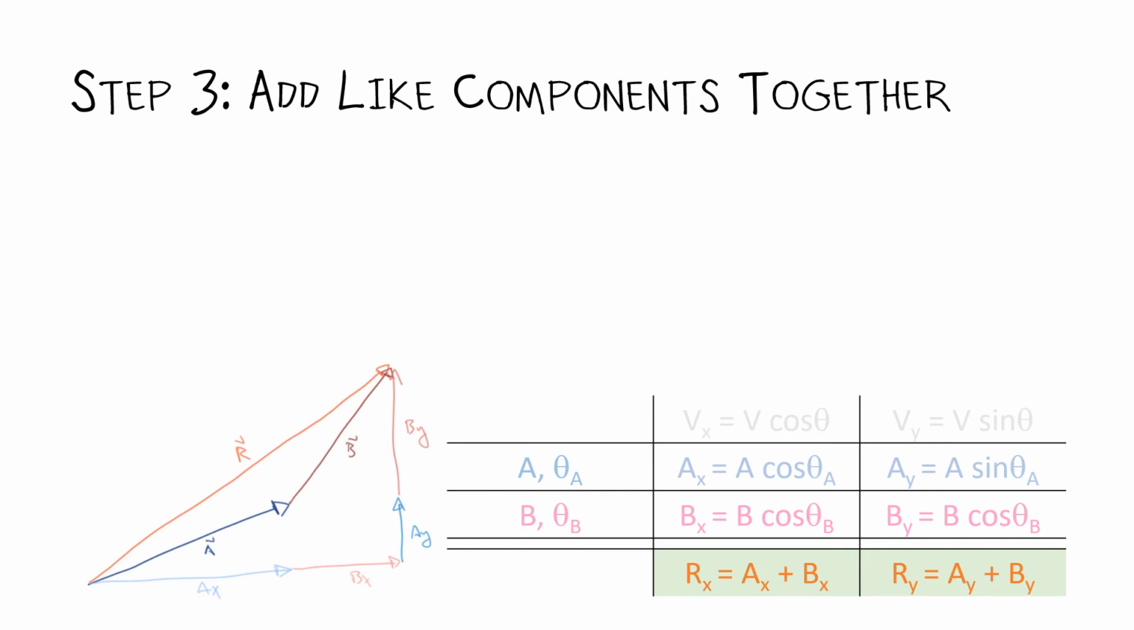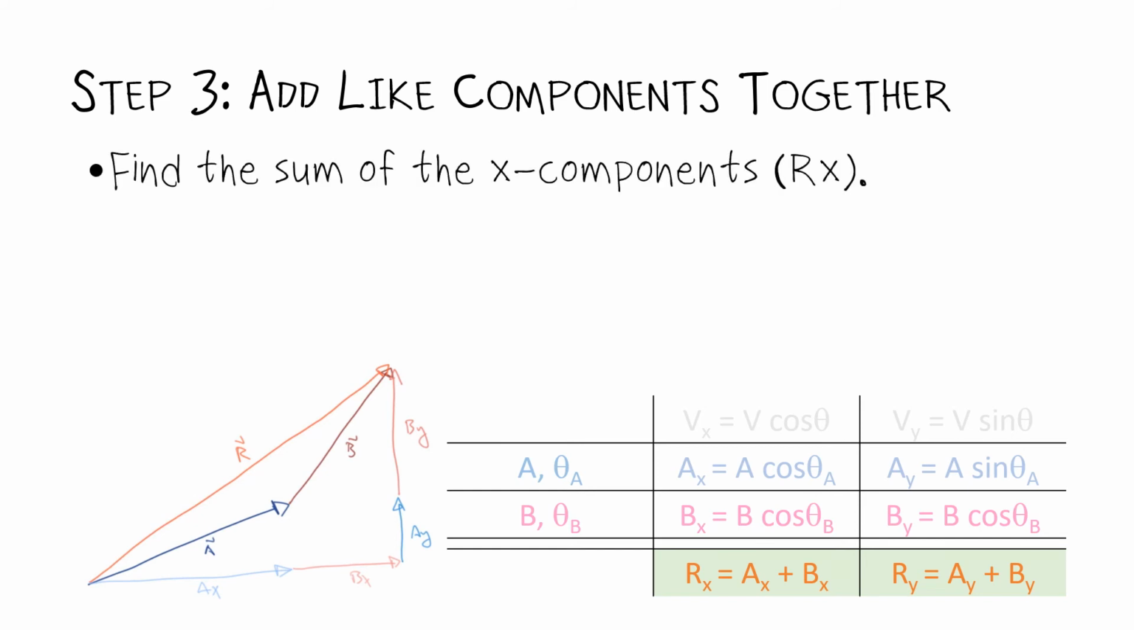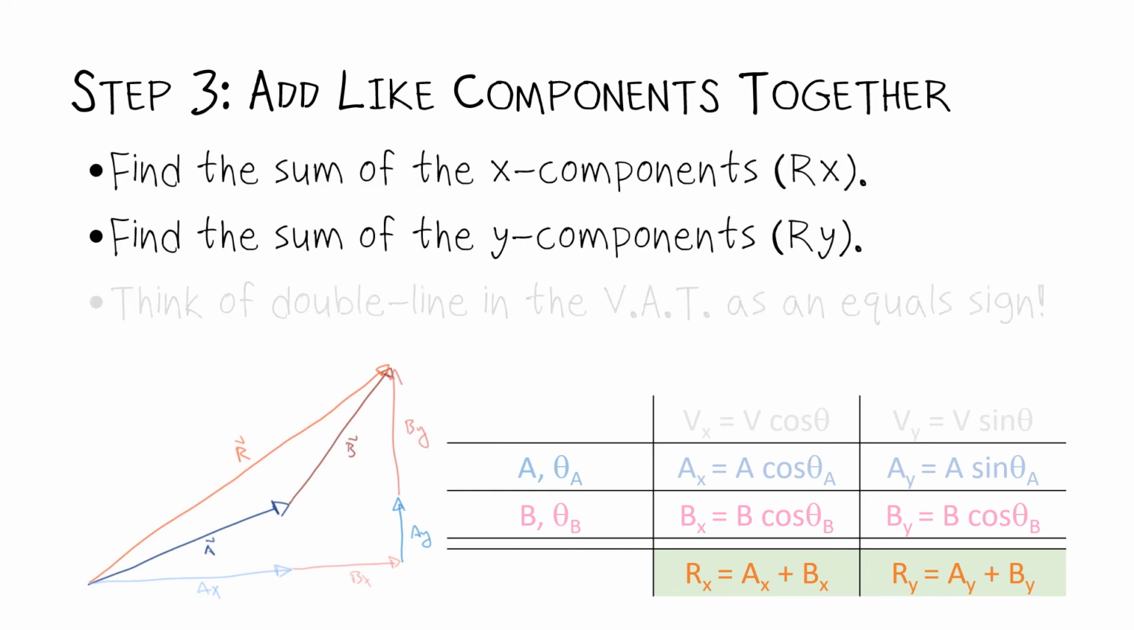Once we've broken our individual vectors into their x and y components, we're going to combine all the x's together, and then we're going to combine all the y's together. And we're going to get a new value we call Rx for the sum of all the x components, and we're going to get a new value called Ry for the sum of all the y components.